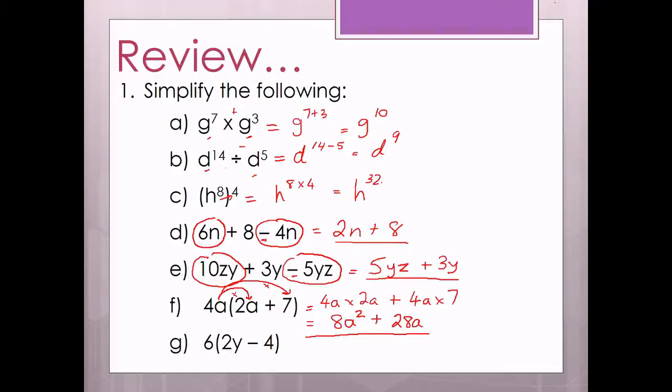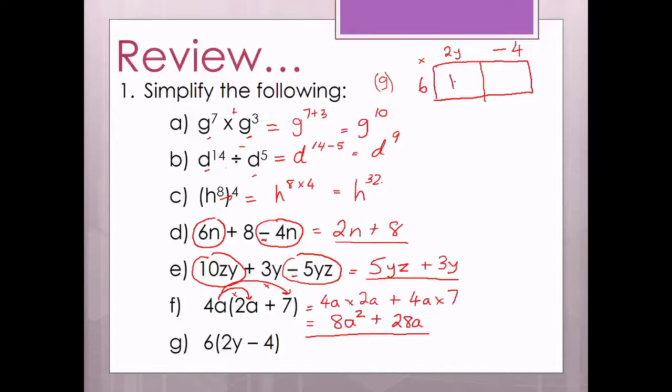Now with part G, I might demonstrate the area of a rectangle method, and I might just do part G up here on the top. So what you would have done is you would have drawn a rectangle, cut it in half, so you've got two little rectangles. The number that you're multiplying by, so in this case the 6, goes along the width, and then along the length of these two rectangles you put the two terms that are inside the brackets, and you just multiply it all out.